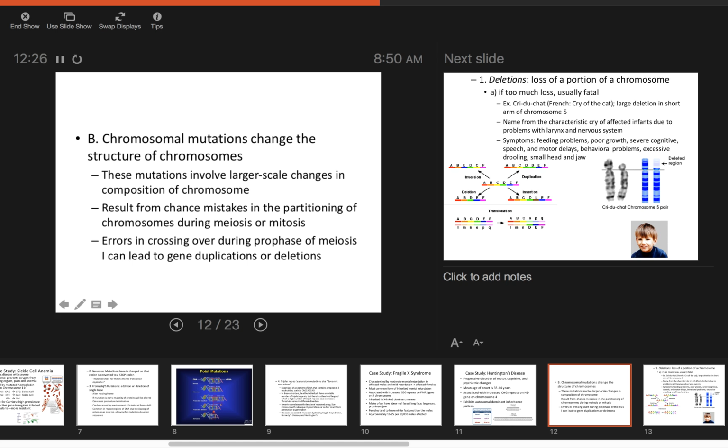Switching gears to chromosomal mutations. You can actually change the structure of your chromosomes. A lot of times it happens during meiosis, like how the homologous chromosomes pair up and then pull away from each other, or even mitosis, by being pulled apart in wrong ways. There could be errors in crossing over during prophase of meiosis 1, which could lead to gene duplications or deletions. So in our karyotype, some people had some deletions, or one little bit was taken off and pasted onto another chromosome. We'll talk about some of those diseases.